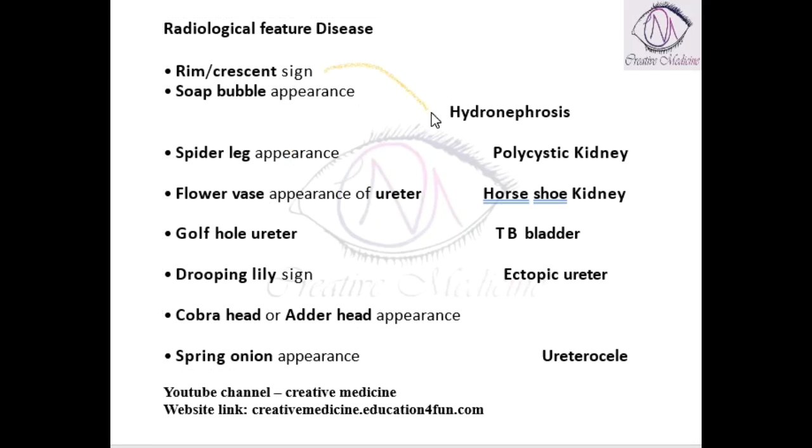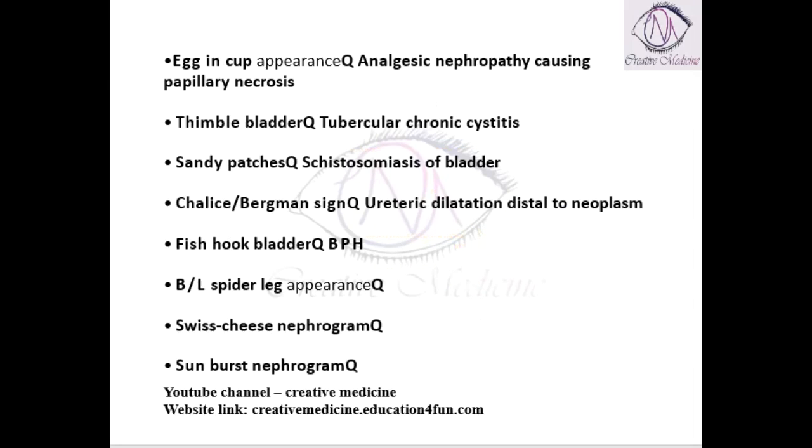So, rim sign or crescent sign or soap bubble appearance in hydronephrosis, spider leg appearance in polycystic kidney disease, flower vase appearance of ureter in horseshoe kidney, golf hole ureter in TB bladder, drooping lily sign in ectopic ureter, cobra head and adder head appearance or spring onion sign is seen in ureterocele.